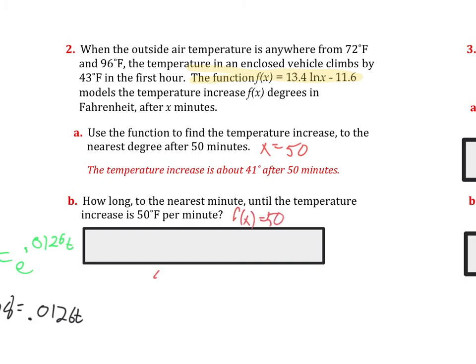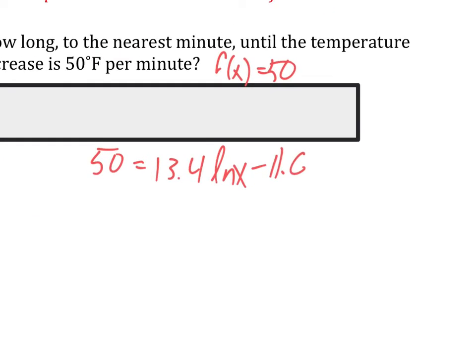So if I were to plug in 50 for f of x, I'd get the following equation. Well, to solve this, I need to add 11.6 to the other side. So we'd get 61.6 equals 13.4 times the natural log of x.